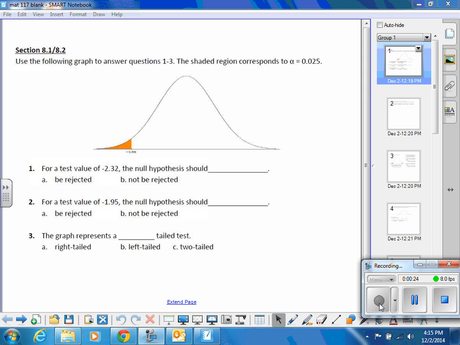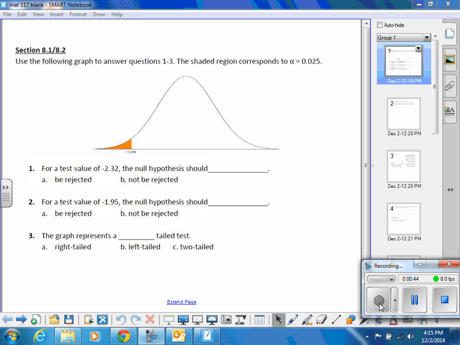This is going to be the test review for this test that most of you have tomorrow, so I'm going to be going over this so that you guys can get some understanding of what's going on here, okay? Well, let's first talk about this, starting out with section A1 and A2. It says use the following graph to answer questions 1 through 3.